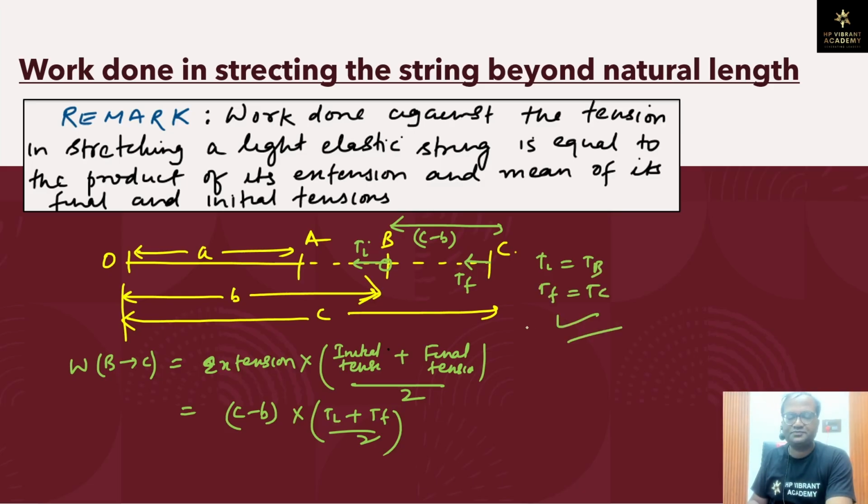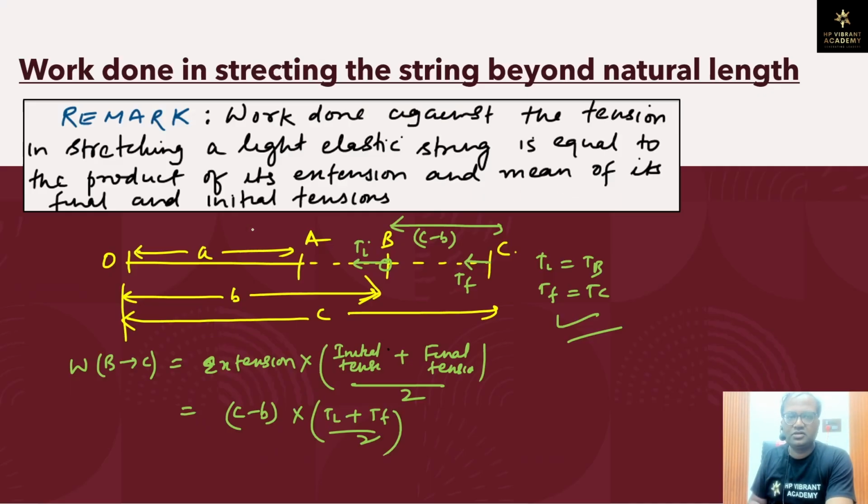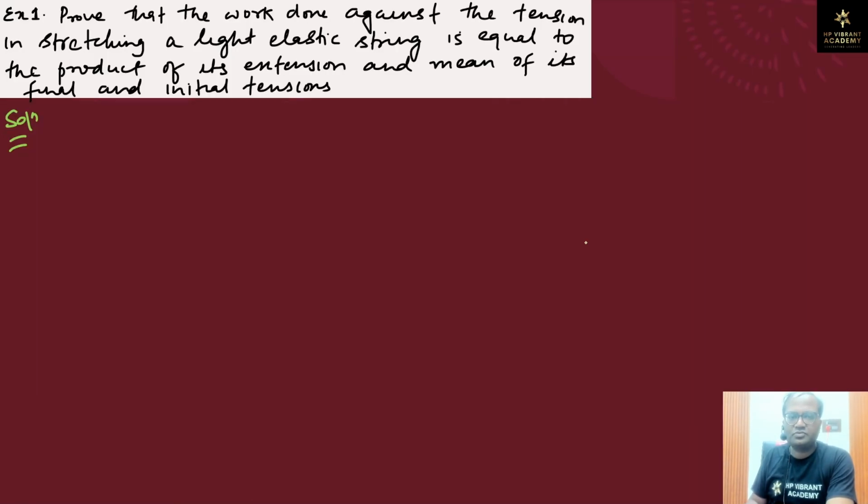Okay, so let us start discussing problems on Hooke's law. What is the first question? Prove that the work done against the tension in stretching a light elastic string is equal to the product of extension and mean of its initial and final tension. Basically this is the proof of the statement that we have studied. So let us prove this.